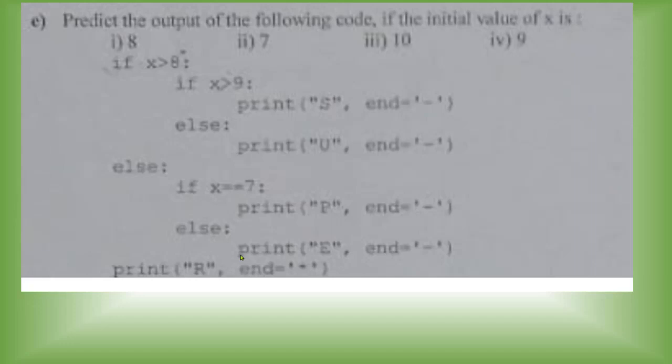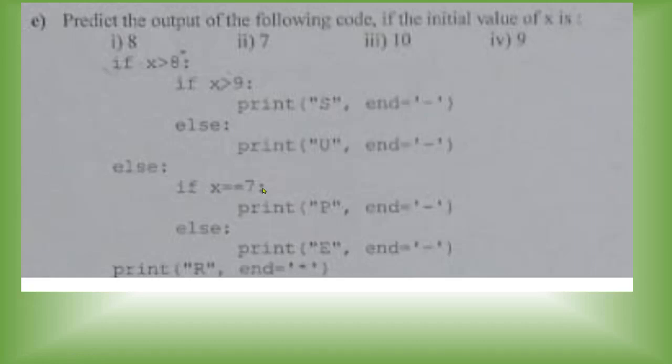Again go through the first part of the if statement. 7 greater than 8, the condition is false. Condition false means you will come and check the else condition. It will jump to the else part. Inside the else, there is another if statement. Again you are checking 7 equal to 7. There the condition is true. Condition true means you will get the output P.